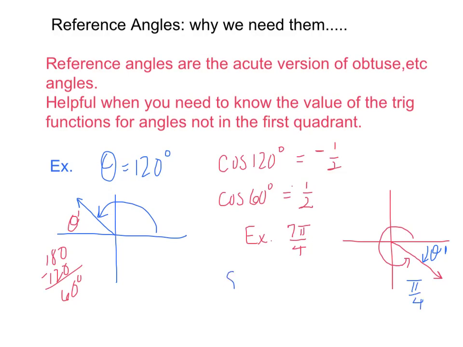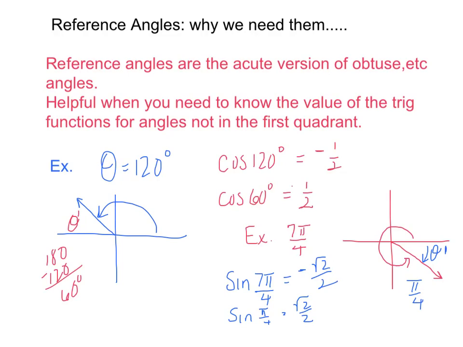So if I want the sine of 7 pi over 4, then I find the sine of the reference angle, pi over 4, which is square root of 2 over 2. And then I look in the fourth quadrant where sine is negative. So the sine of 7 pi over 4 is negative square root of 2 over 2.